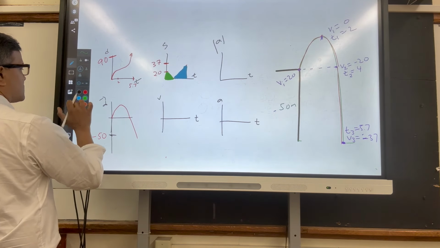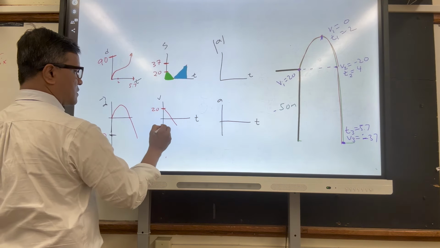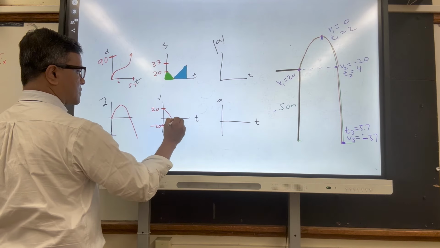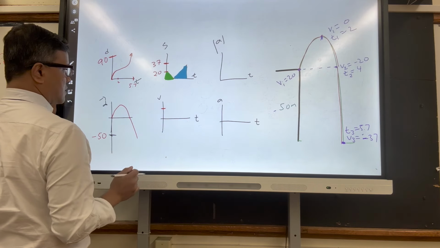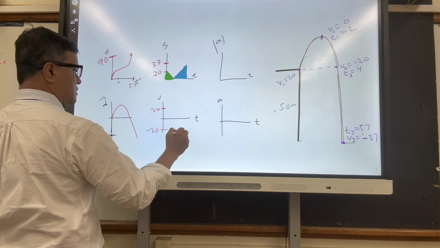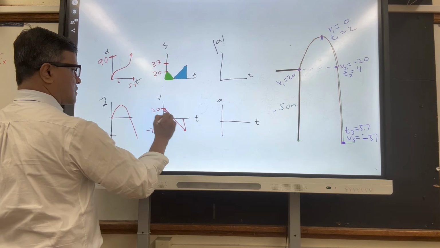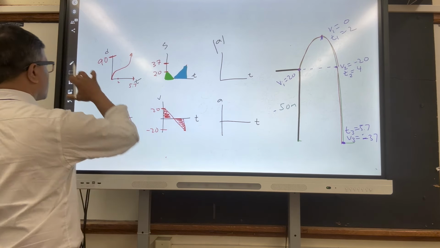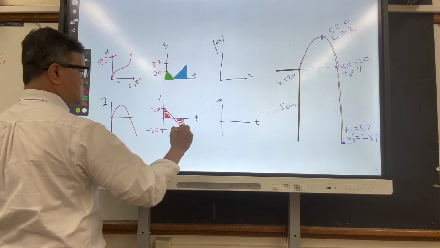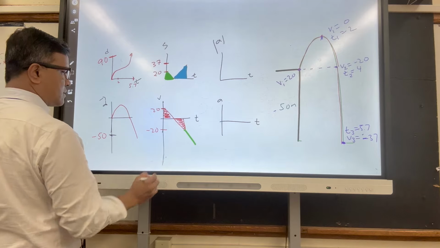All right, now let's do this one. This is 20. This is negative 20. This is 20. This is negative 20. Cancel. But that's not it. Continuous, to how long? To negative 37.